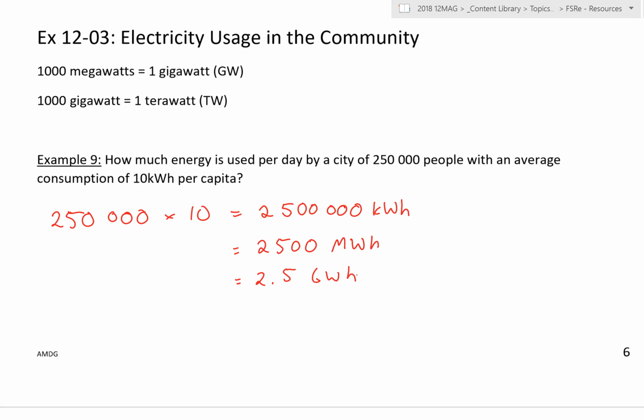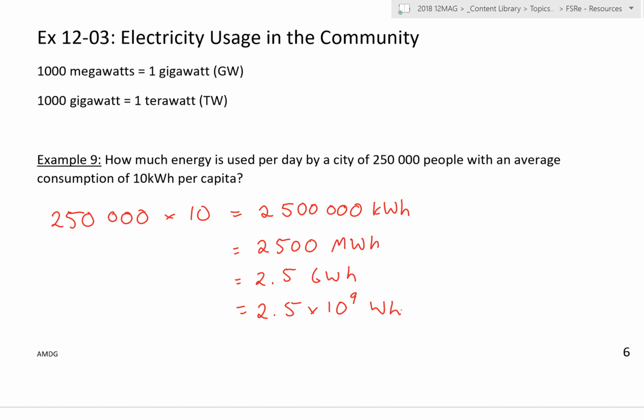We could also say it's 2.5 by 10 to the power of, let's imagine this was watt hours, so I'm going to have 3 more zeros on the end, so I've got to move my decimal place. 1, 2, 3, 4, 5, 6, 7, 8, 9. So 2.5 by 10 to the power of 9 watt hours, if we were to represent that in scientific notation.